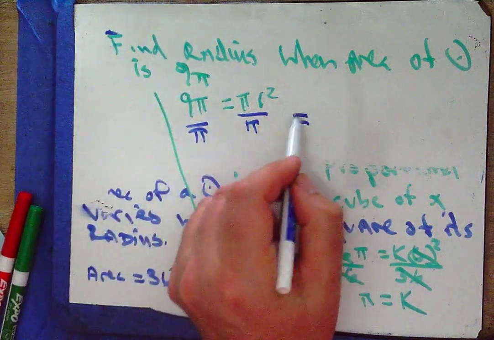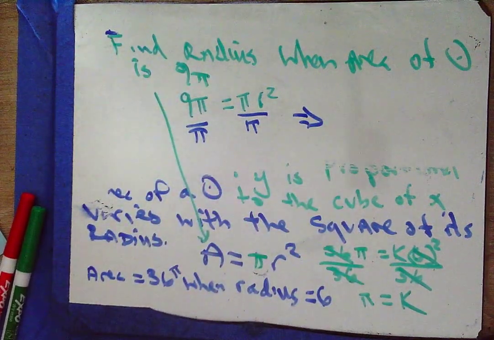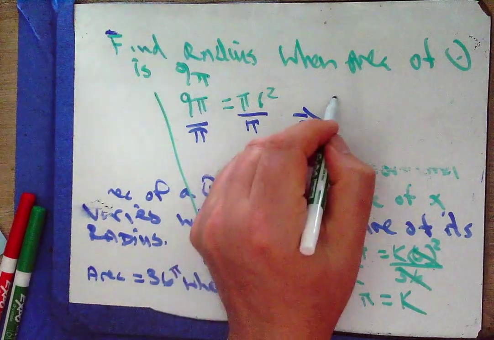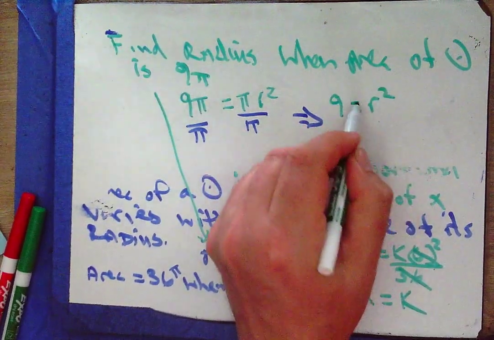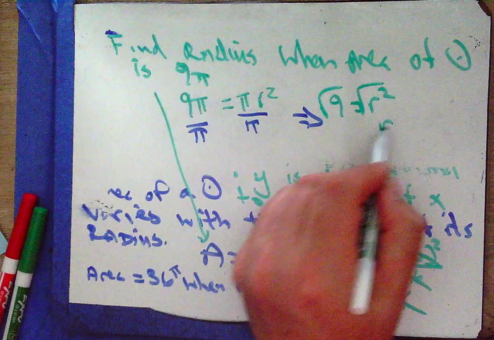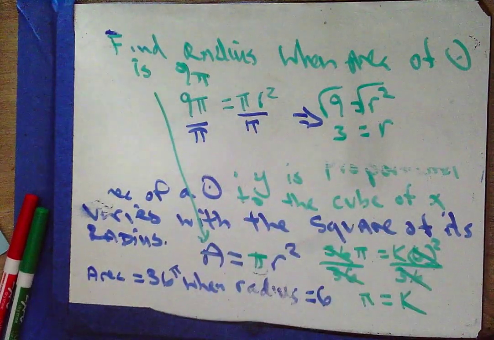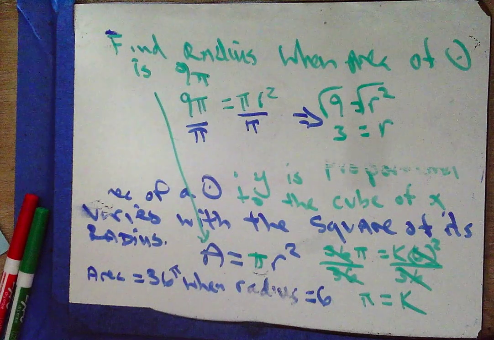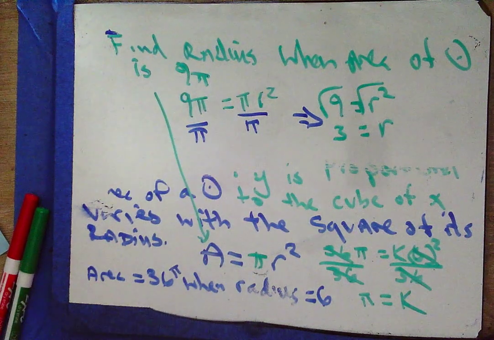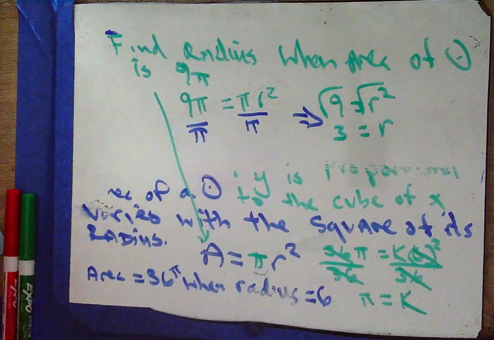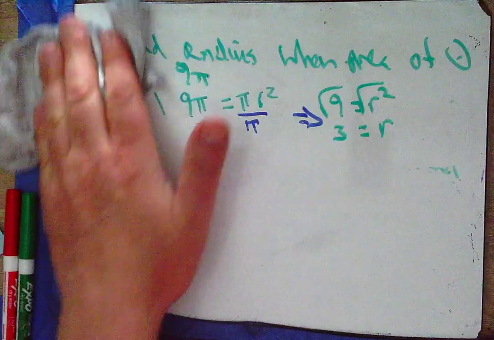And so I see that 9 equals r squared. And we'll take the square root of each side. I know I'm supposed to have the plus and minus when I take the square root of each side, except that radius can never be negative, so I don't worry about that here. Okay, so there you go. That's this type of variation. The next one is indirect variation.